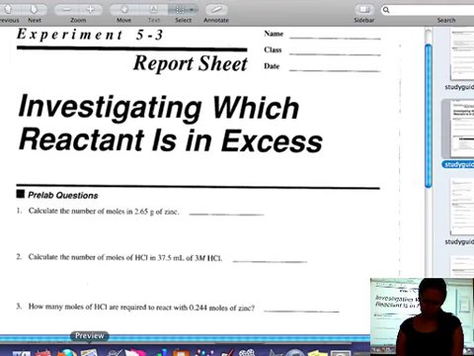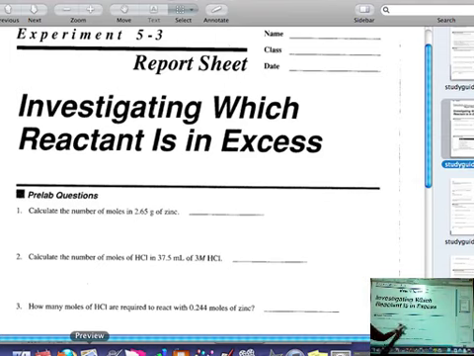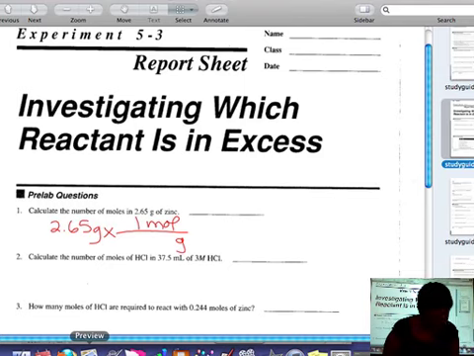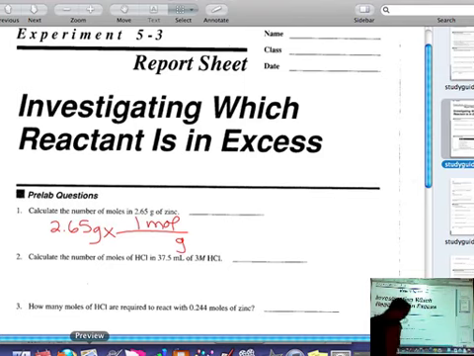So let's look at pre-lab question number 1. Pretty basic. Calculate the number of moles in 2.65 grams of zinc. We've done this what feels like 100 times to me, but probably only a few times to you. So I'm glad to help you guys out and write it over and over again. Let's look at, we've got moles, grams of zinc. Don't have zinc memorized off the top of my head. 65. What? Okay, just double check. 65.4. I thought I read that wrong.